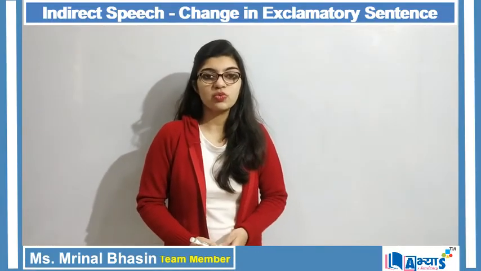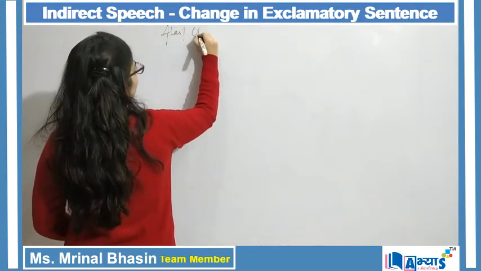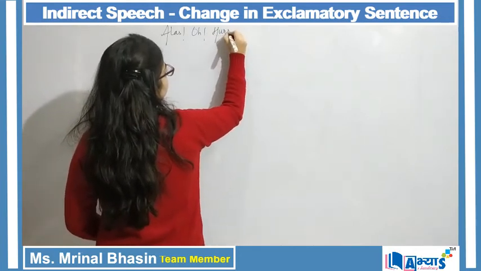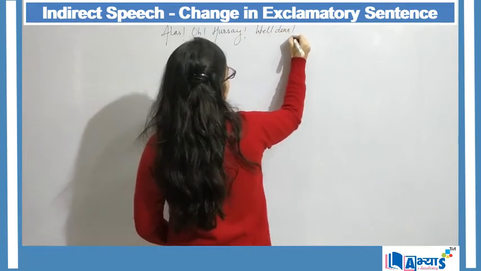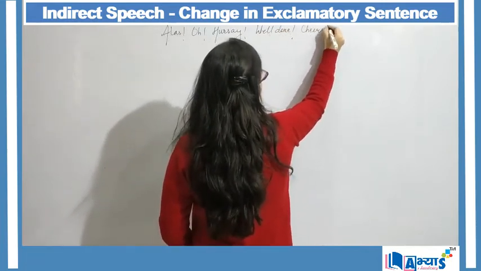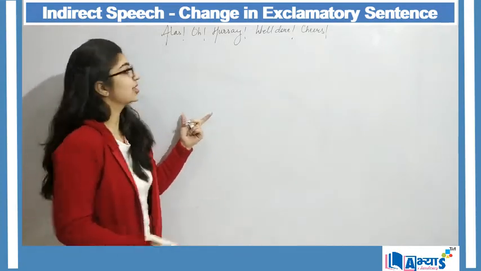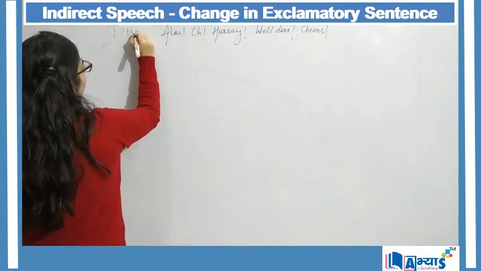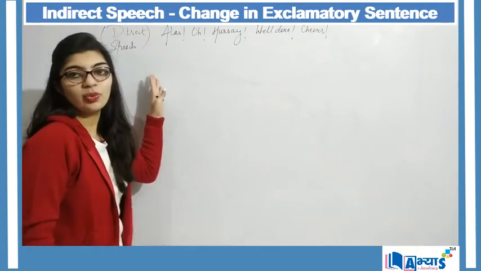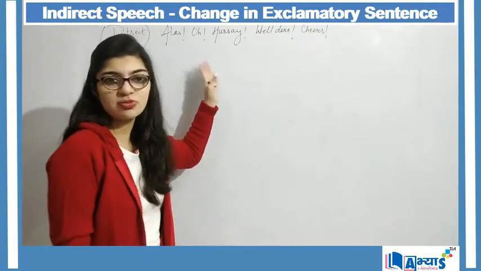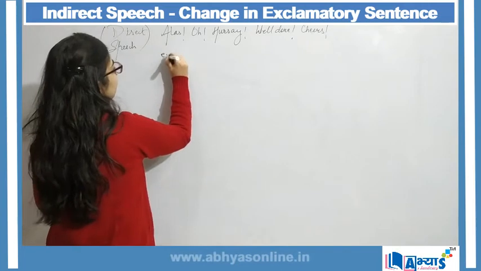Now when we use words such as alas, oh, hooray, well done, cheers. So when we use such kind of words in direct speech, then while converting into indirect speech, as it is, we need to remove these exclamatory words, and instead of that, we make use of the word exclaimed.